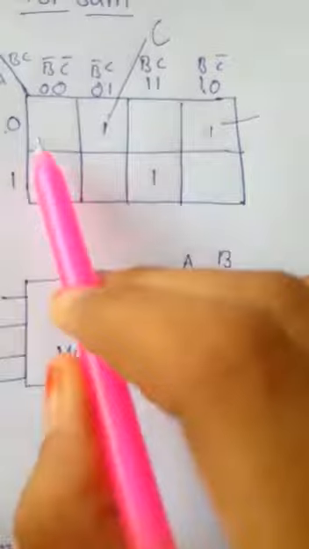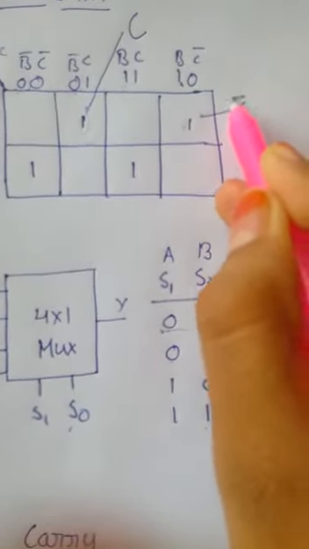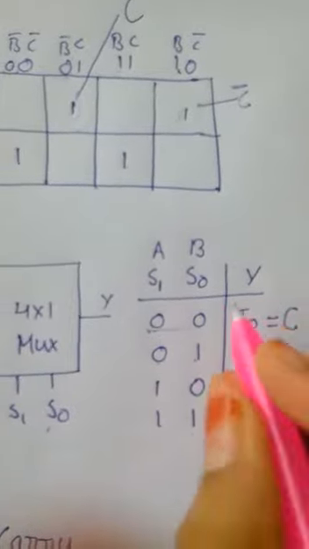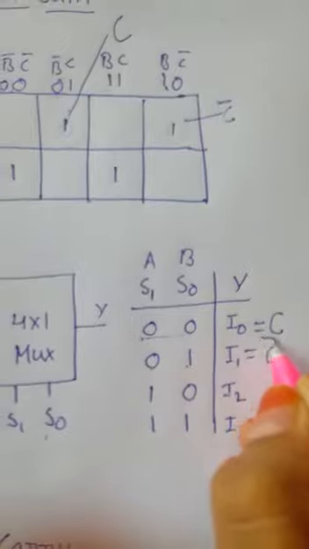we'll write the result as C bar, and therefore the output for 0, 1 is C bar.